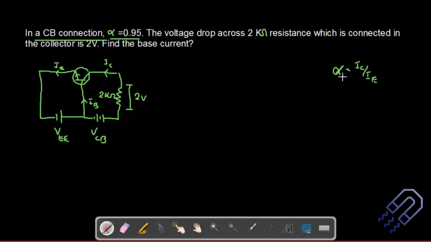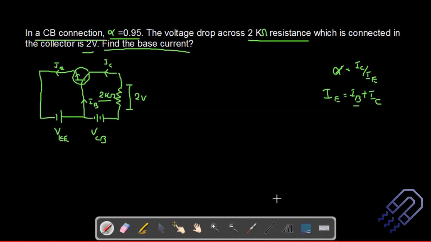Okay, and the voltage drop is given to be around 2 volt. The voltage drop is given to be 2 volt across the 2 kilo ohm resistance. So this 2 volt here is the voltage drop across the load resistance that is connected across the output terminal. This is the information that is given, and we also know that the emitter current is equal to the base current plus the collector current.